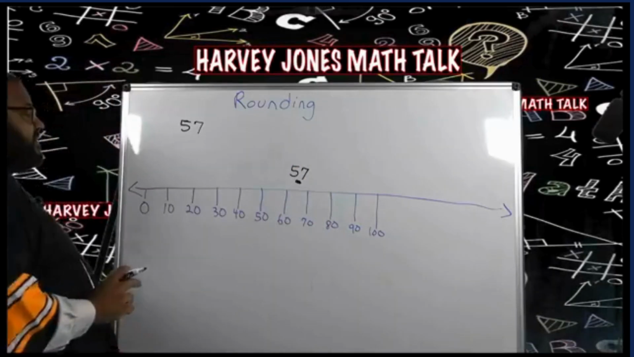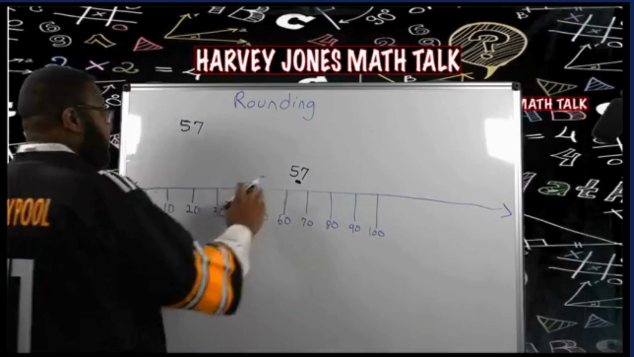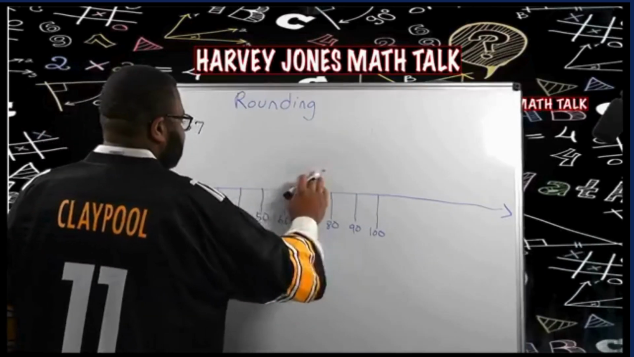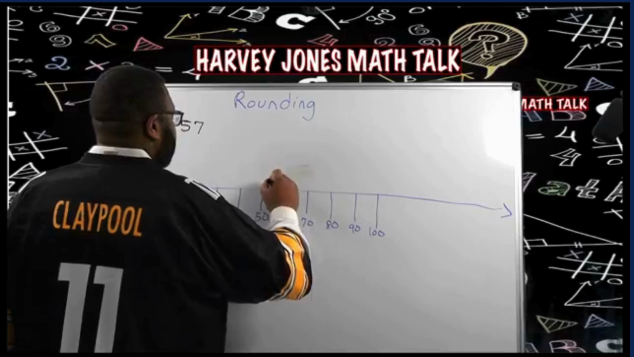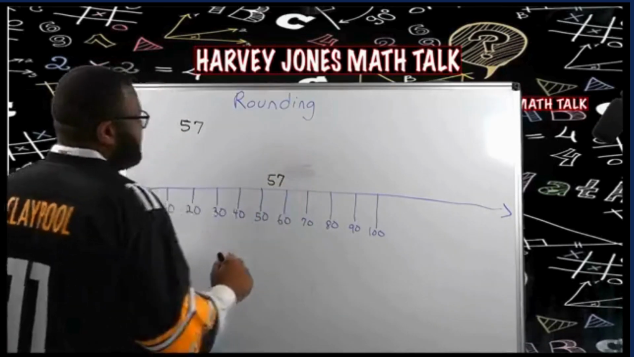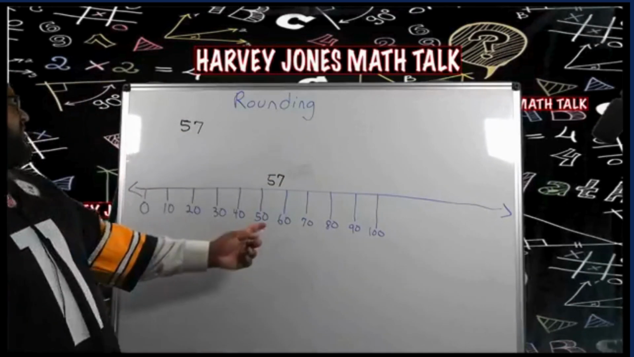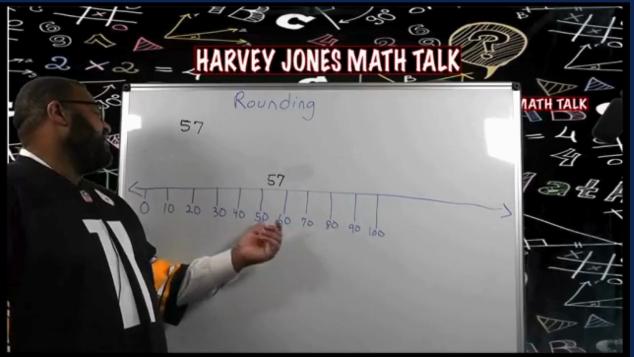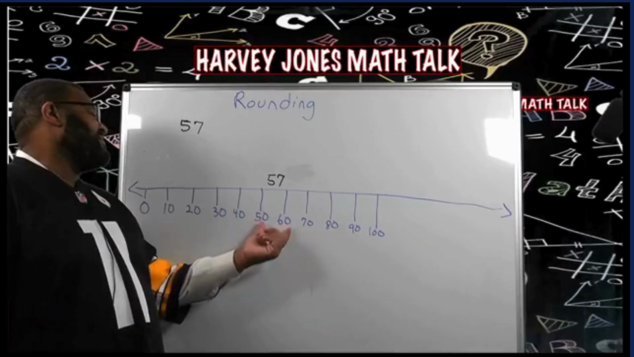57. Oh, nope, no, it won't. I said 67 in my mind. I got 67 on the brain. 57, that's a little bit better. I had it right here between the 60 and the 70, but it should be between 50 and 60.